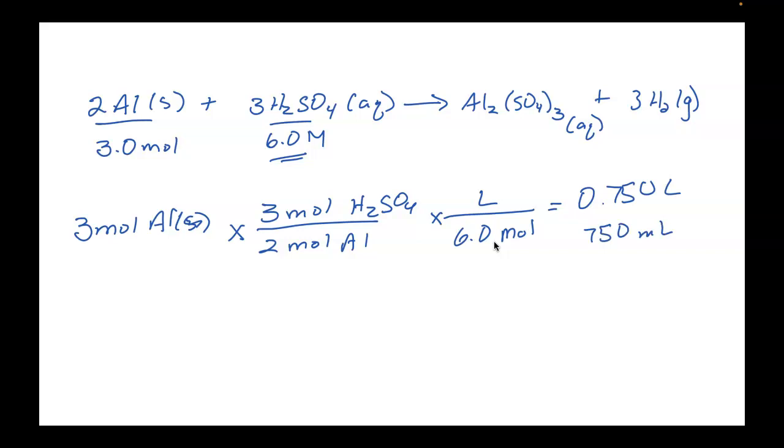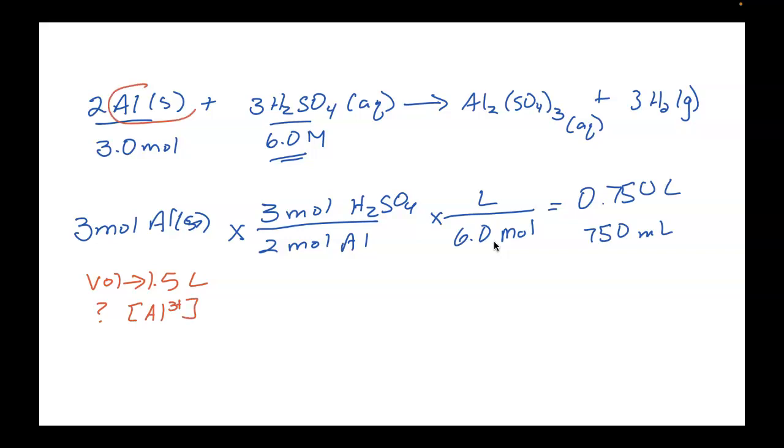Now the question is, if the volume of the reaction is brought up to 1.5 liters, so you have your reaction mixture and you bring the total volume to 1.5 liters, what is the concentration of aluminum ions after the reaction has occurred?